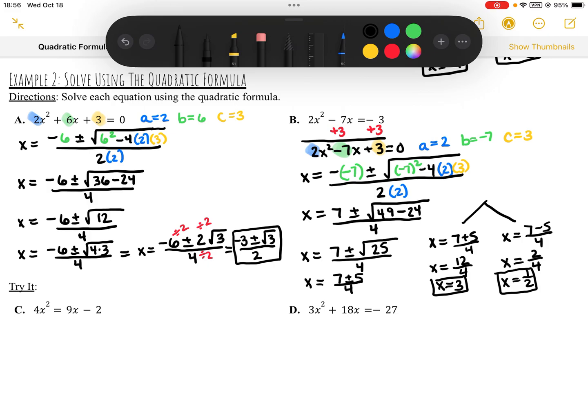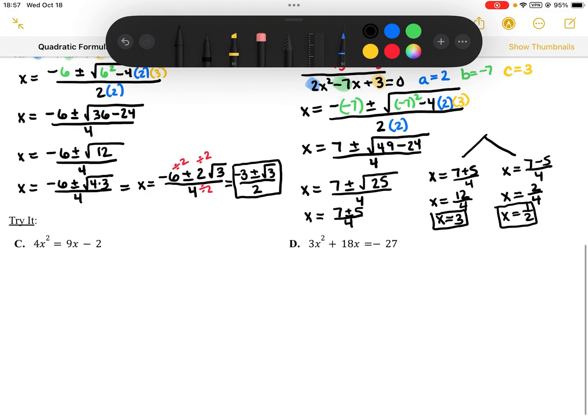There are 2 try-it problems at the bottom for you to do, so go ahead, take a moment, pause the video, and then resume when you're ready to check your answer.